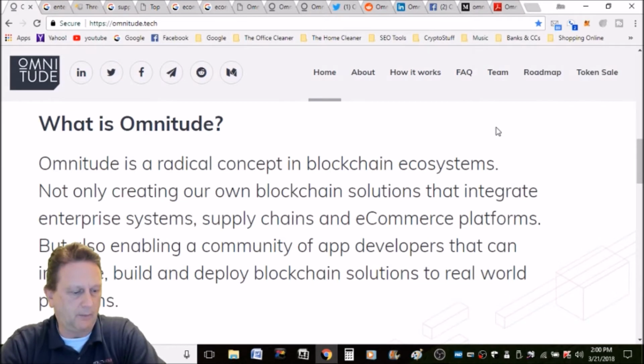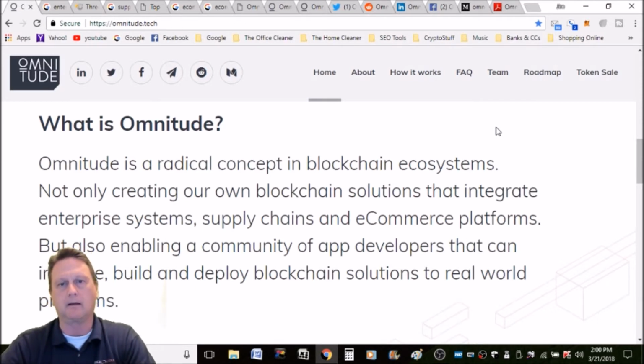So okay, let's get right into it then. What is Omnitude? Let's just understand what this is. I'm going to read you one paragraph here, and then I'm going to break it down for you. Omnitude is a radical concept in blockchain ecosystems. Not only creating your own blockchain solutions that integrate enterprise systems, supply chains, and e-commerce platforms, but also enabling a community of app developers that can imagine, build, and deploy blockchain solutions to real-world problems.